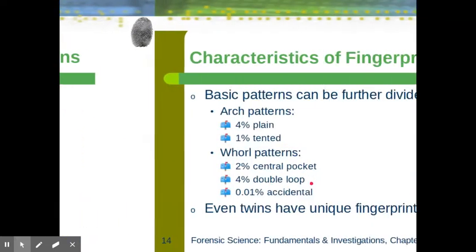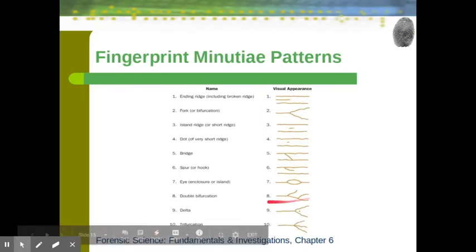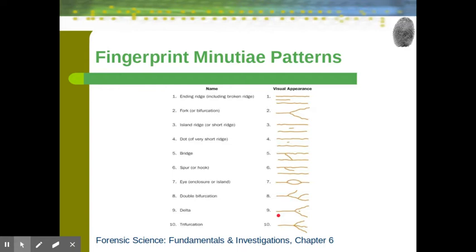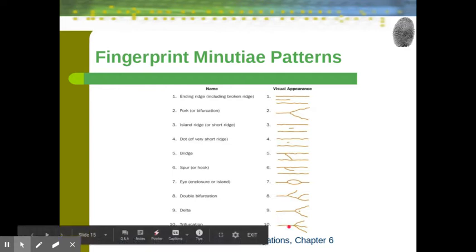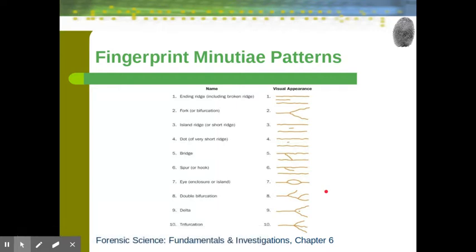This one is a double bifurcation. So it starts off and it forks here, and then it forks off again. So you have a delta and a trifurcation. It's going along and then it splits into three instead of a bifurcation, which was two. So these are the things we're going to look for to determine a fingerprint's pattern.